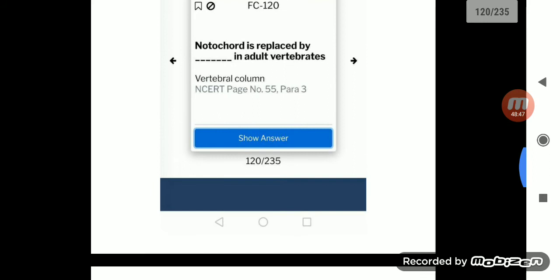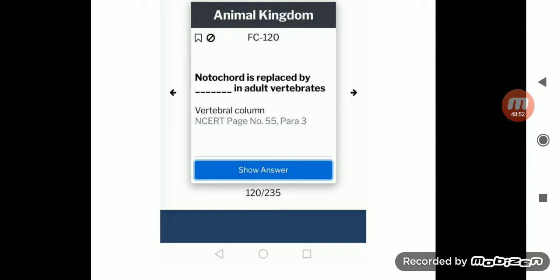Notochord is replaced by the vertebral column in adult vertebrates.